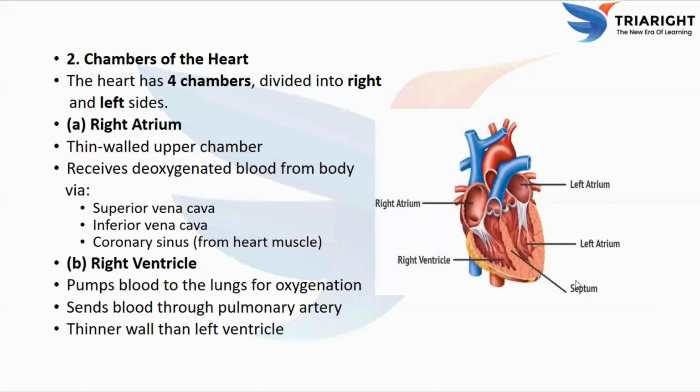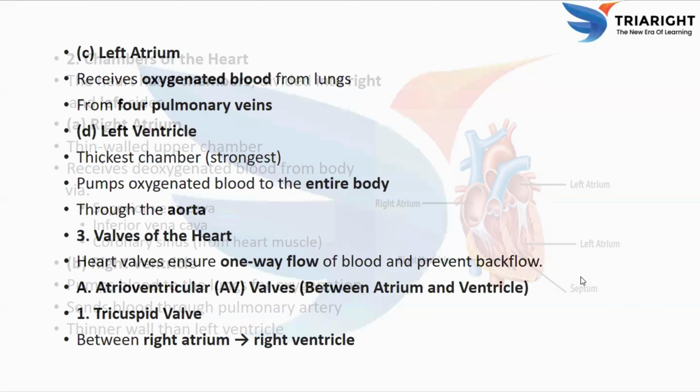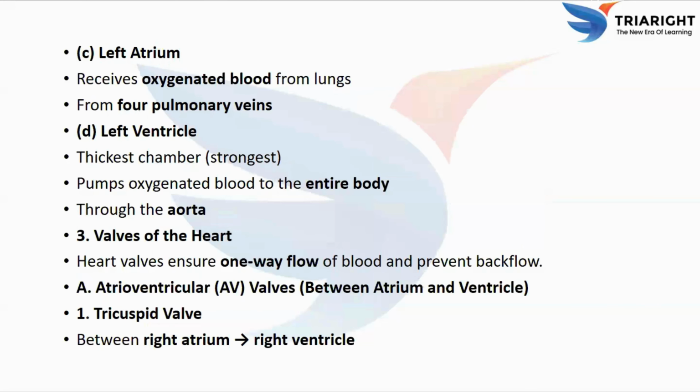So why is the left ventricle the thickest one? It has to pump blood with higher pressure because it sends oxygen-rich blood to all the body organs, not just to the lungs. That is why the left ventricle is the strongest chamber, and that is why it is the thickest of all the chambers. So this is about the chambers of the heart.